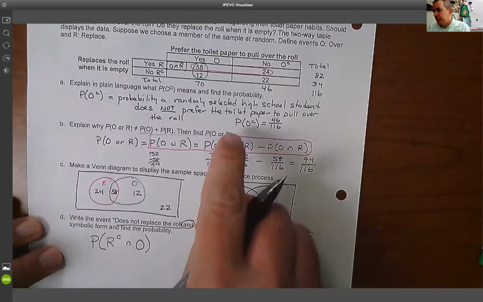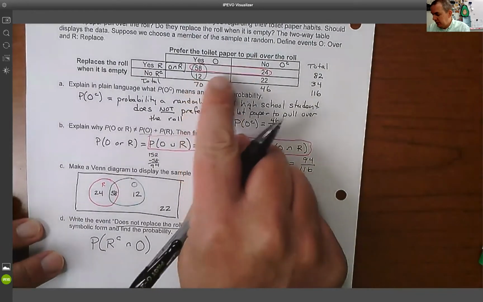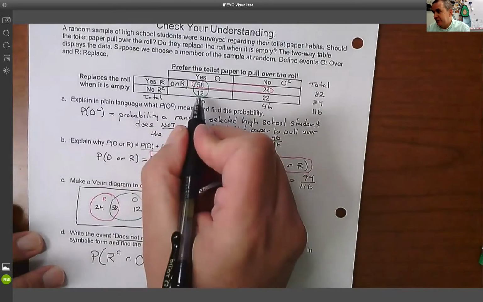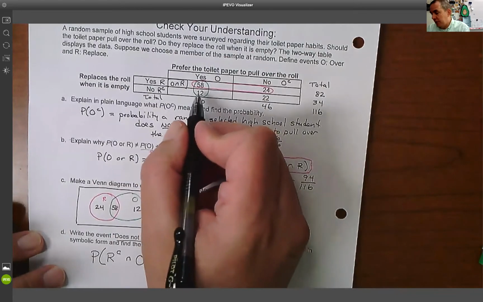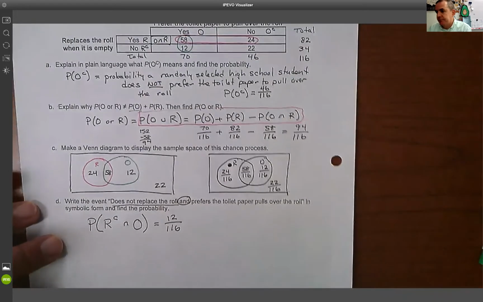So again, these people here don't replace the roll. These people here are the ones who prefer it over the top. So in this case, this is an and. It's asking me for that number right there. And it's usually going to ask you for one of the boxes. So this one's going to be 12 out of 116.